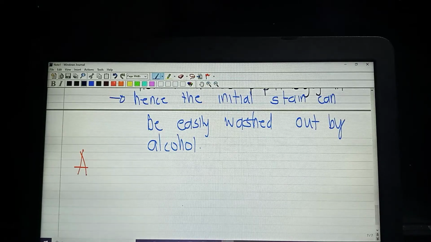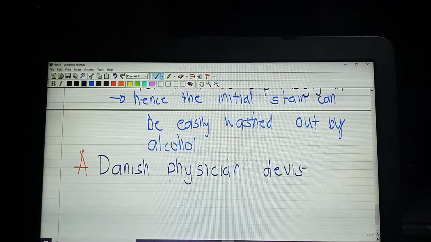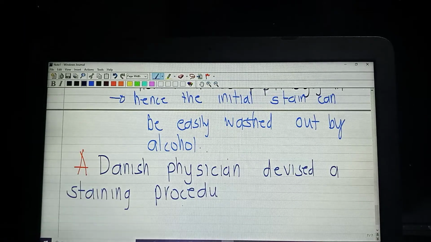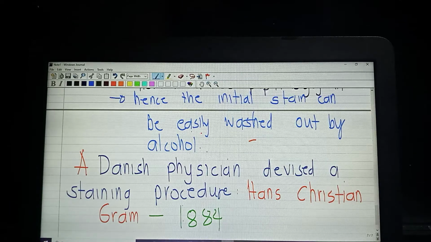Who discovered gram staining? Gram staining was discovered by a Danish physician who devised a staining procedure. Who is he, class? Yes, very good. Hans Christian Graham Bell, charot. Hans Christian Graham. That is why it is called gram staining. In what year? Very good, 1884, when you were born, charot.